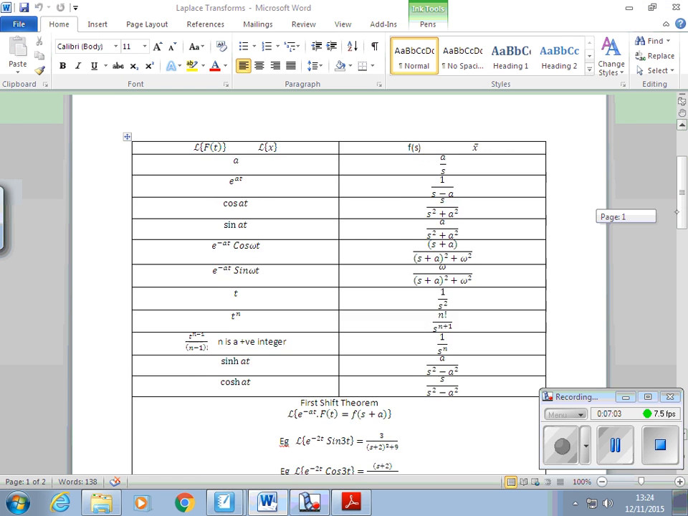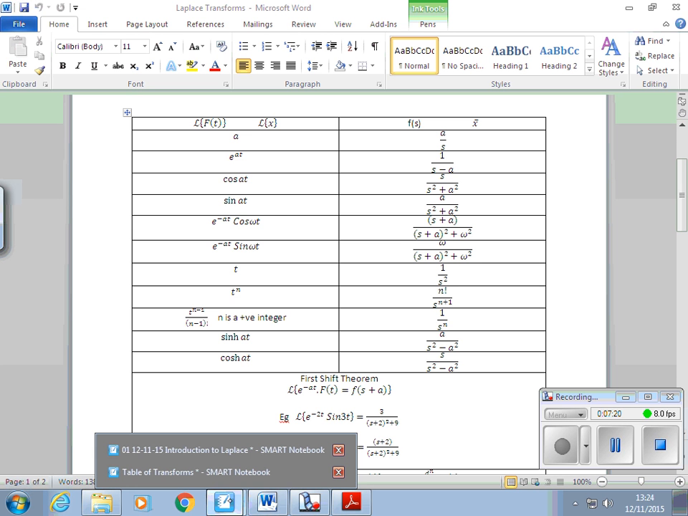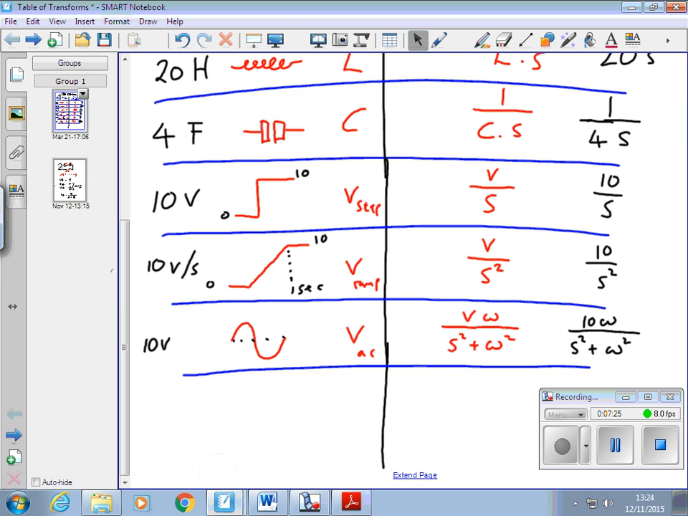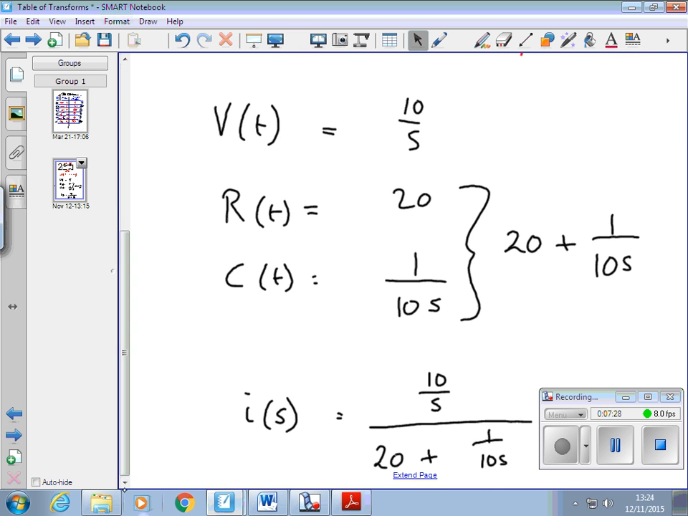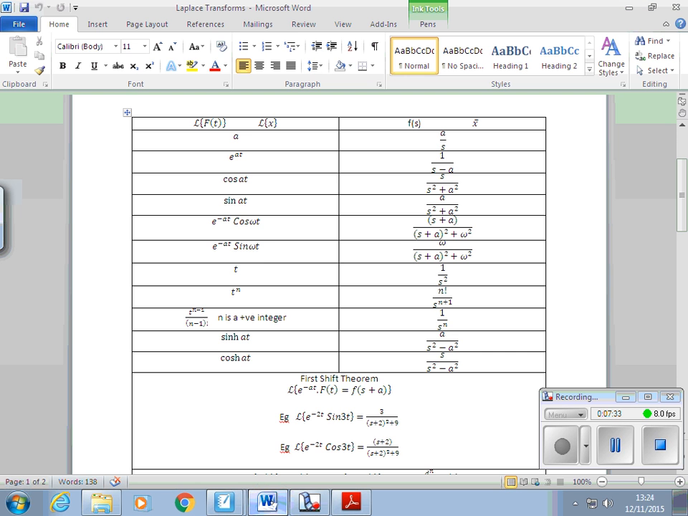If you now look at your table of transforms that you've got here, what we want to do now is to try and get our answer to look like one of these so we can transform it back. The problem is it doesn't look like any one of these. If we look at our solution so far, it's a bit of a mess really, okay? For a start, if we look at our table of transforms, on the right hand side here, it's just S squared, third one down, S squared plus A squared, and so on.